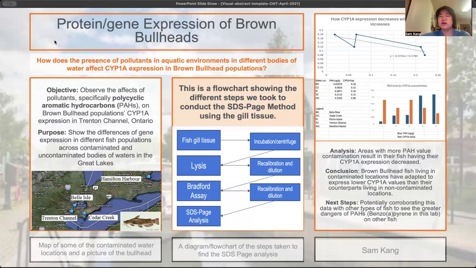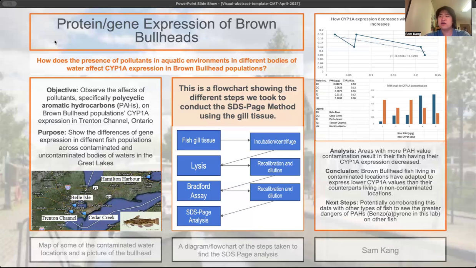The next steps of this lab contain 2 specifics. The first specific is potentially corroborating this data with other types of fish to fully solidify a general decrease in CYP1A, not only in the brown bullhead fish, but potentially biological fish similar in the anatomy and physiology of these bullheads, or even different, to completely show that the PAH value has a consistent negative trend and a negative decrease on the CYP1A gene expression.